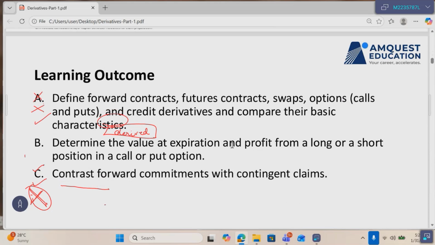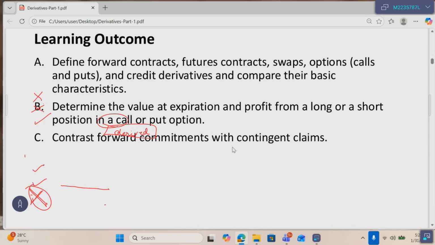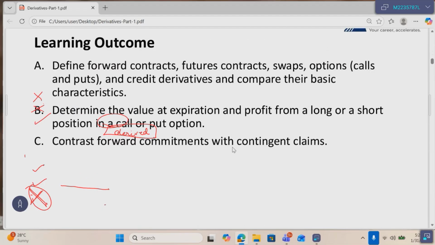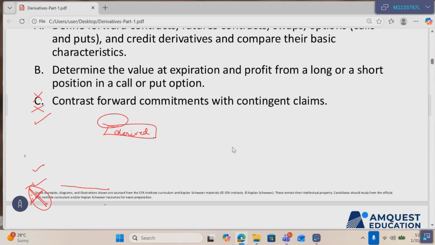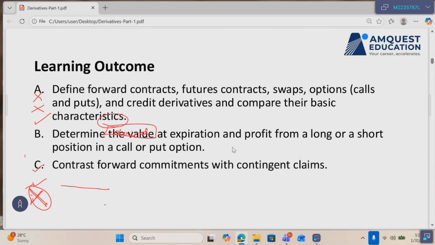Please understand what the institute expects you to know and learn. The learning outcomes are defining what forward contracts, futures contracts, and swaps are. Like I told you, they will mainly make you understand these four very well, and know what exactly you mean by derivatives and be able to compare and contrast them. Then they'll ask you sums around valuation of call and put options, how to profit from them, what the value is, what the profit and loss is, and so on. And then we look at how forward commitments are different from contingent claims.